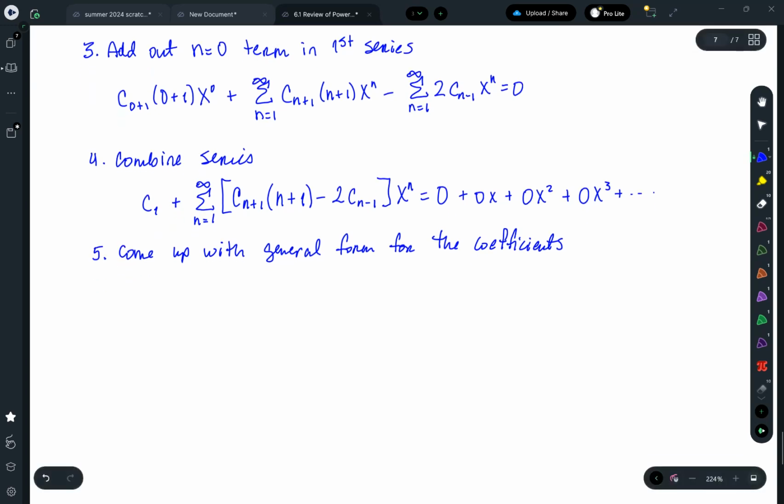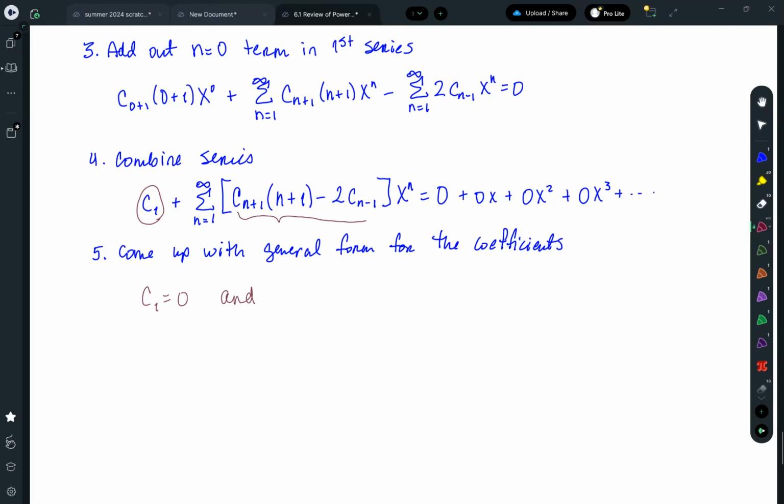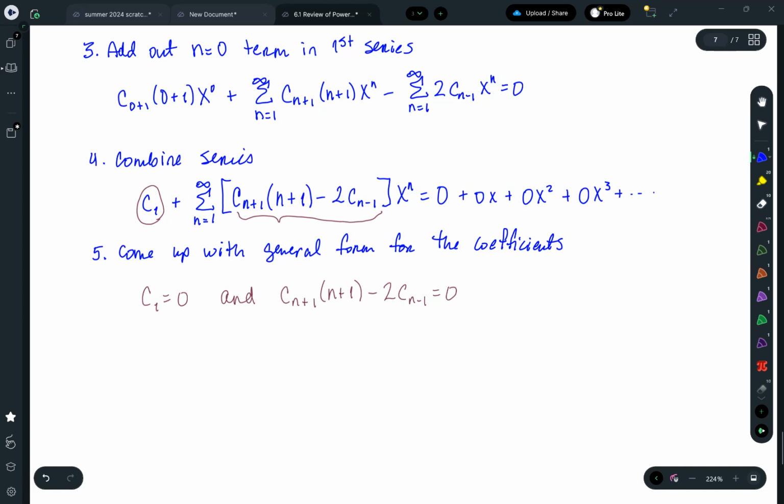And we do that by, number one, I look at this first term, C1. C1 stands alone. And on the right-hand side of the equation, I have zeros. I'm saying that C1 plus a whole bunch of sums is adding up to 0, then C1 is 0. And the coefficient of the x to the n's is 0. So the c sub n plus 1 times n plus 1 minus 2 c sub n minus 1 has to equal 0. So that's what I get from equating coefficients there. It gives me my general form.